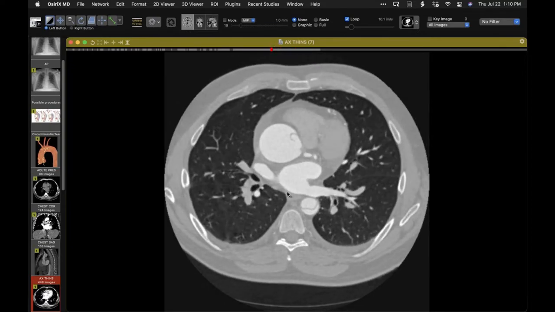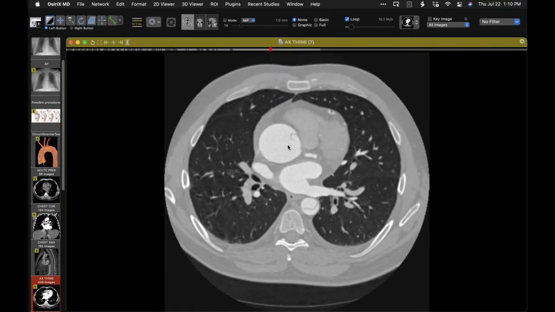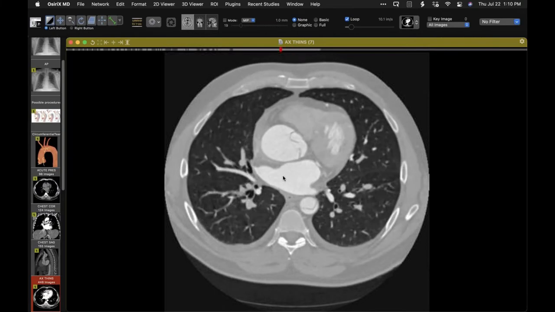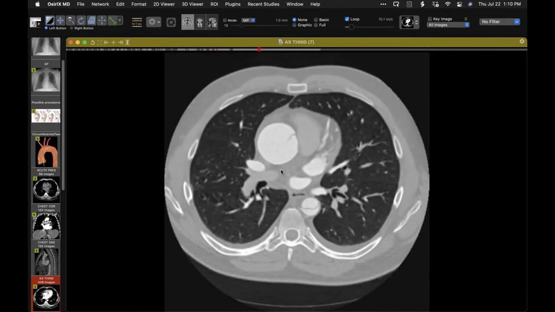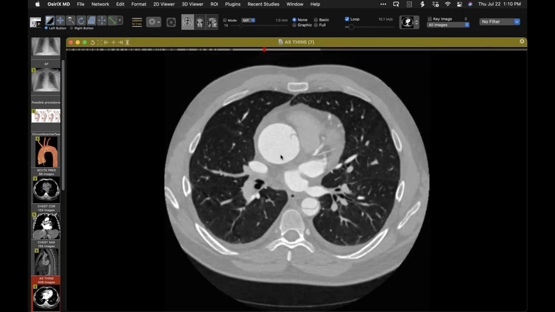Now, between this region here and more inferiorly, at least for a short segment, we have a relatively empty aorta here. So we see the flap, and then we sort of see a bit of it further down. But there is a portion of the aorta that here appears relatively empty.